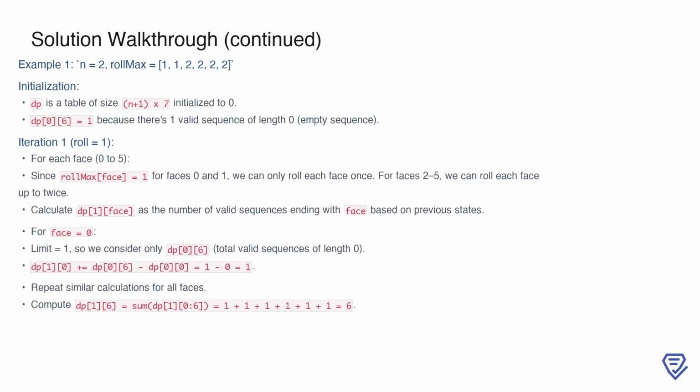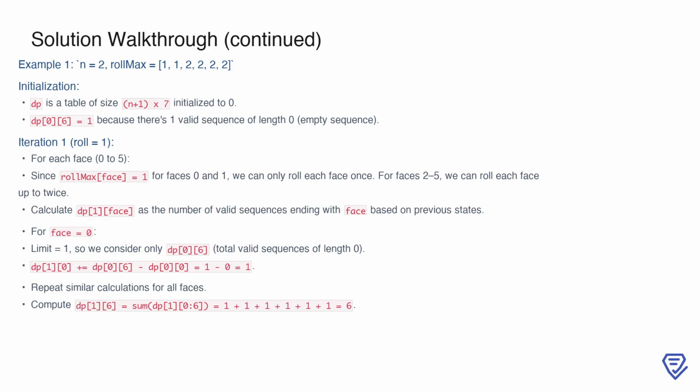Let's consider an example with n equals 2 and rollMax equals [1, 1, 2, 2, 2, 2]. Here, dp is a table of size n plus 1 by 7, initialized to 0. Initially, dp[0][6] is set to 1 because there's exactly one valid sequence of length 0, which is the empty sequence. Now, for the first roll, we calculate dp[1][face] for each dice face from 0 to 5.